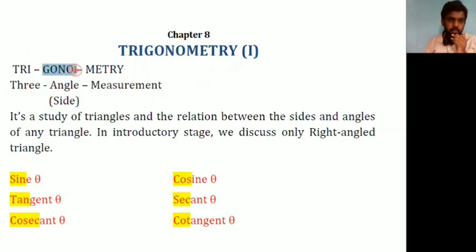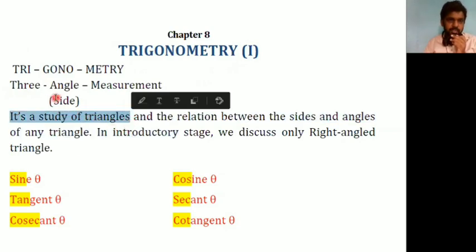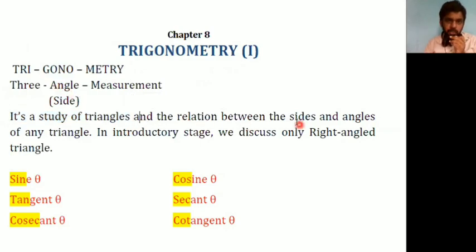Some authors use this gono as side. So it can be said as three-side measurement also. Never mind, the concept is it's a study of triangles which has three sides and three angles. Trigonometry gives you the relation between sides and angles of any triangle. As this is the introduction stage, we will be discussing only right-angled triangles in class 10.